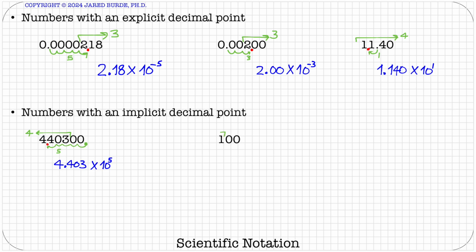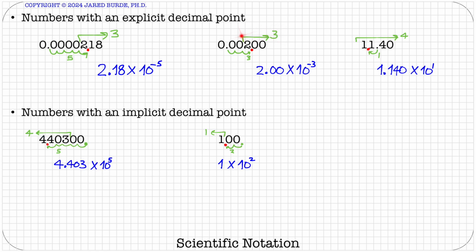Same idea over here. I've got 1 significant figure. I've got an implicit decimal point there. And I want to put my decimal point right by the largest non-zero number, the only non-zero number in this case. So I'm going to move that 2 places. And notice again, same number of significant figures as I started with.